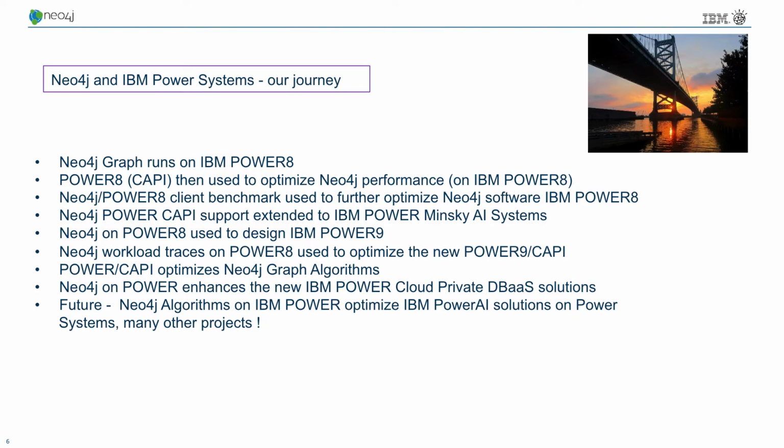After that, we then took some more traces of Neo4j on Power 8, and we used that to design our new CAPI in Power 9, including newer programming languages. And then finally, we're at sort of two greenfield areas. One is Neo's coming out with graph algorithms. So I think this is really going to be a super high growth area for the industry.